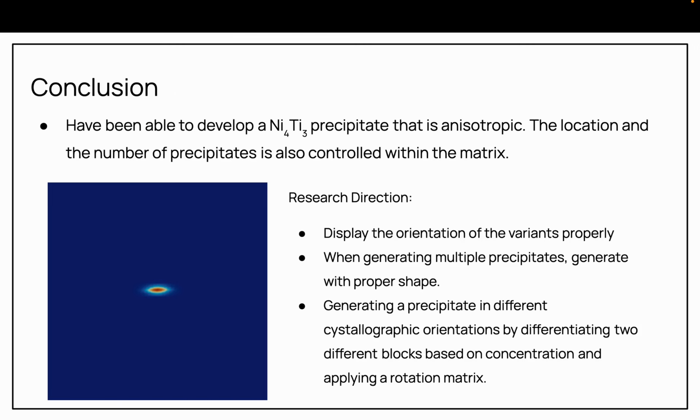So far, I have been able to develop a nickel 4 titanium 3 precipitate that is anisotropic, has a controlled location, shape, and size. The research direction here would be to display the orientation of the variance properly, to generate the proper shape when generating multiple precipitates, and to properly implement 2 different blocks in the code based on concentration that differentiate the matrix and precipitate in order to apply a rotation matrix.